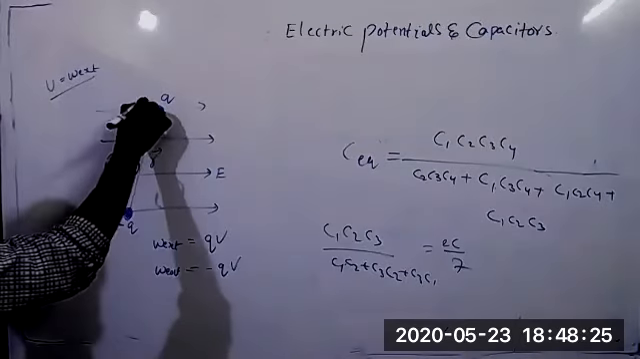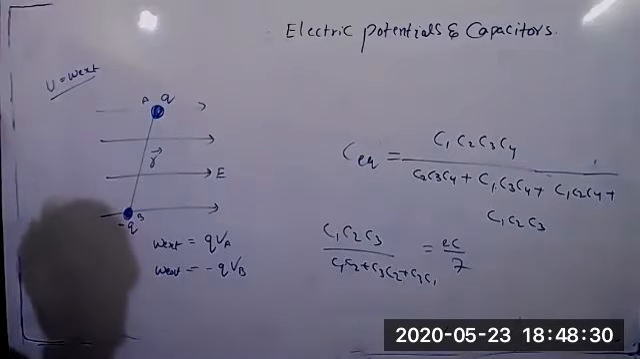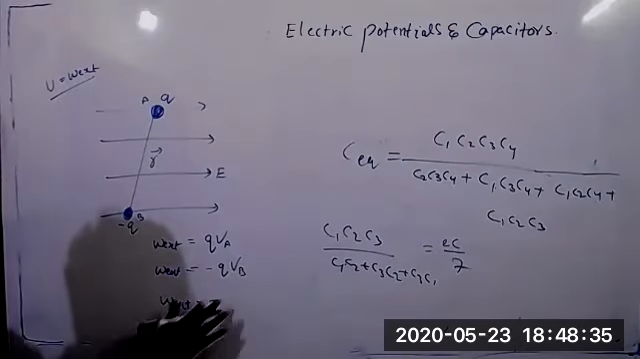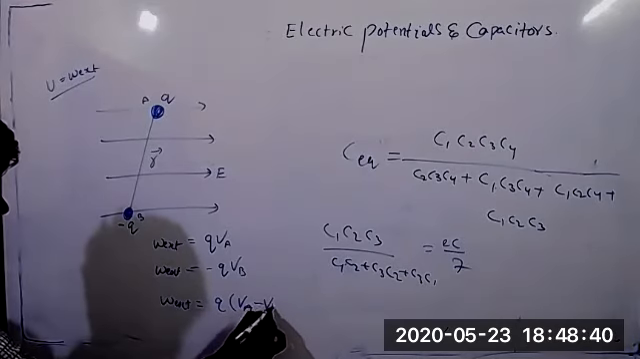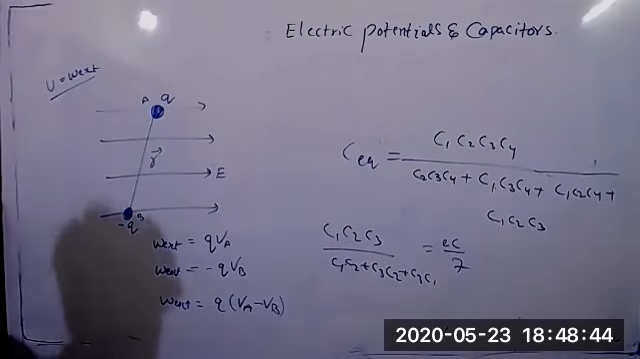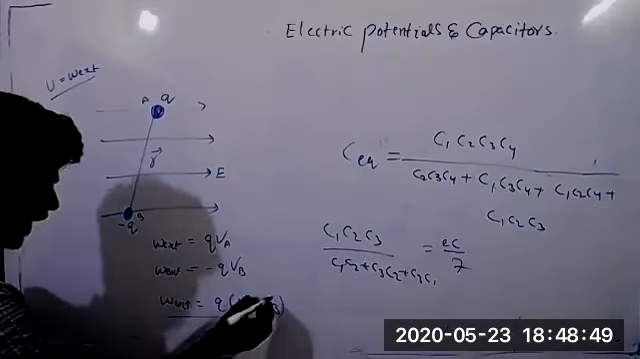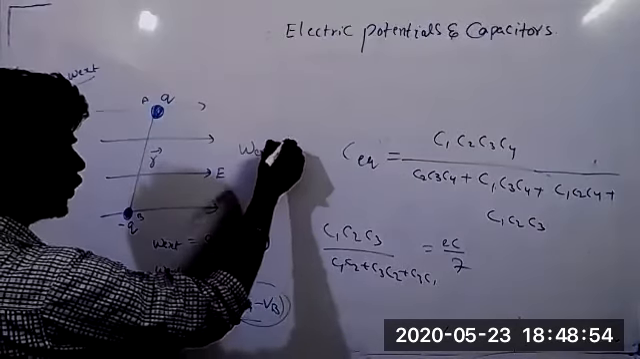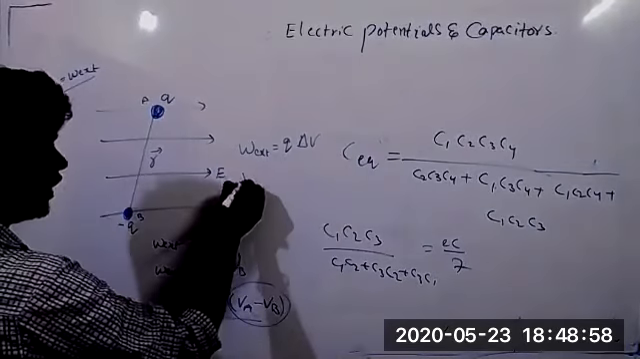Say this is point A. If you take this as point B, so VA and VB. So from this, work external equals, taking Q common, Q times VA minus VB. Can we write this? Yes, sir. In this place, work done by the external equals Q into delta V. Can we write? Yes, sir.